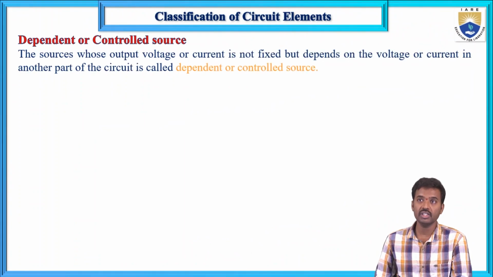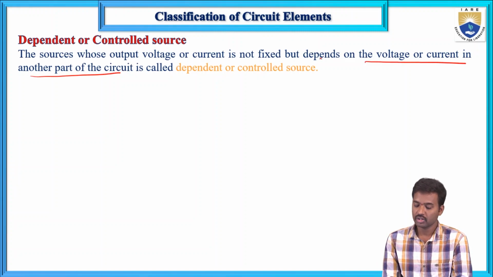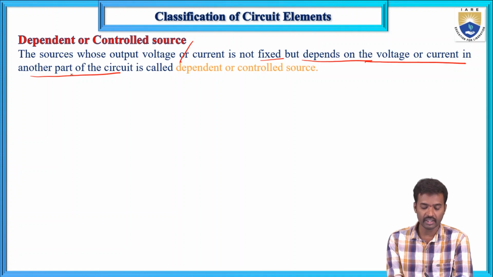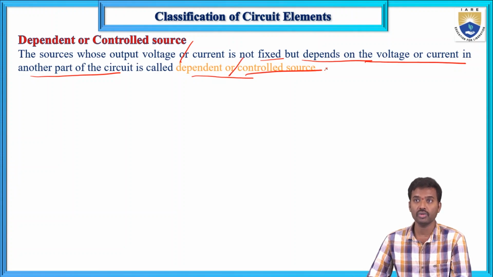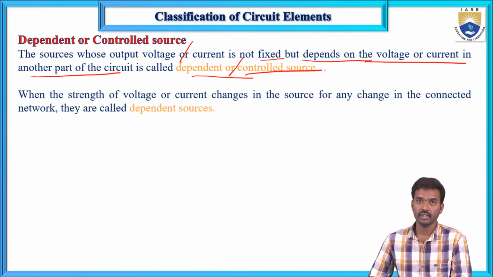So that value is depending on other elements' voltage and other elements' current. So these sources, whose output voltage or current is not fixed, and whose value depends on the voltage or current in another part of the circuit, are known as a dependent voltage source, or another name is a controlled source. The symbol is diamond shape, but the independent source symbol is always circle shape.